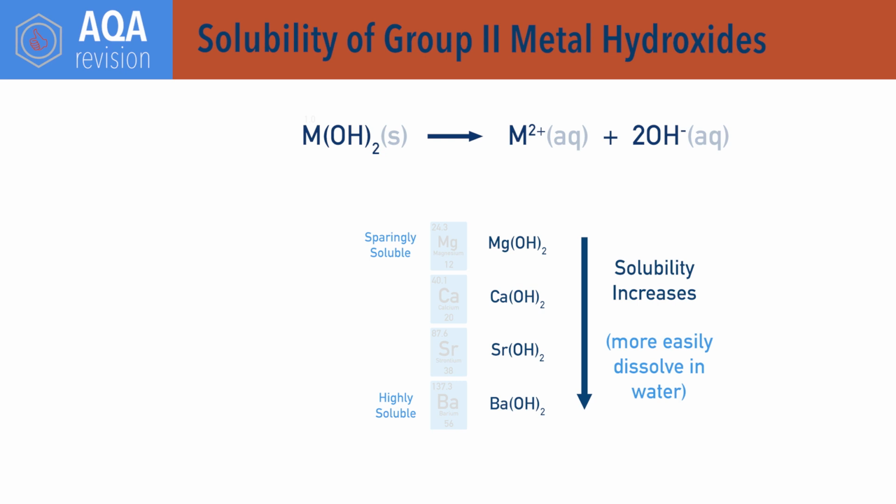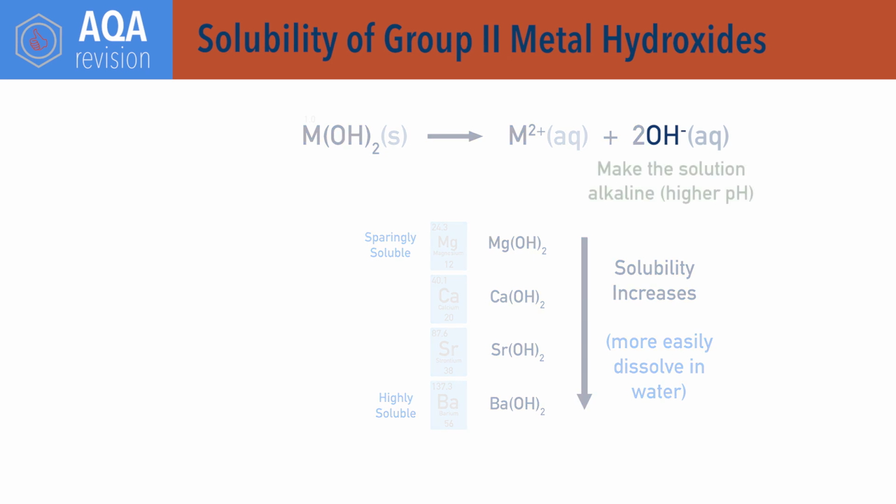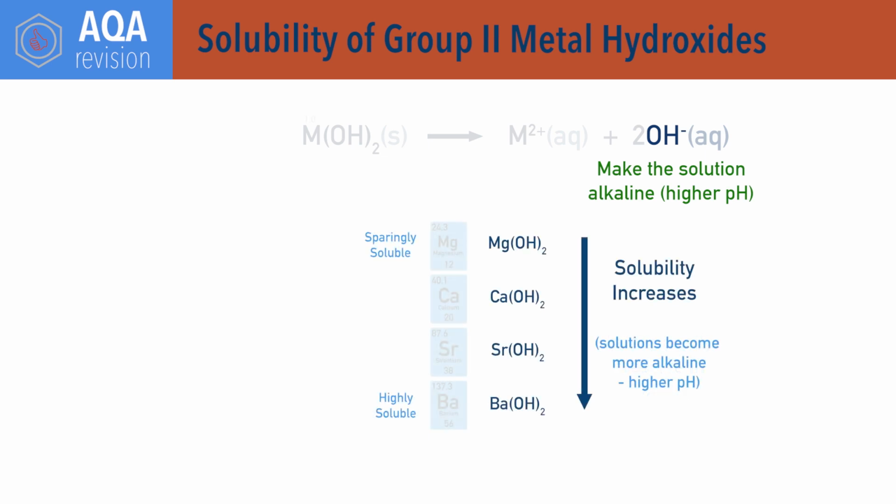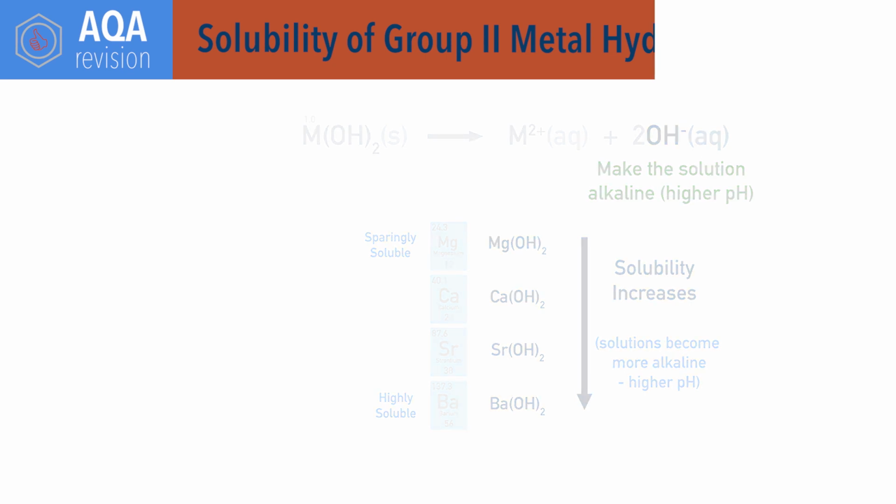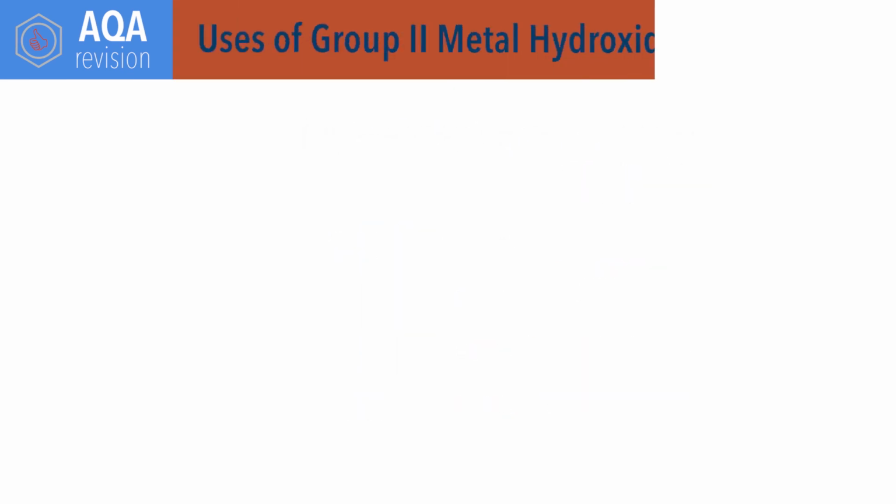As a result, more soluble metal hydroxides produce solutions with a higher pH, as the higher the concentration of OH- ions in a solution, the greater its pH. This means solutions of the group 2 metal hydroxides become increasingly more alkaline, a higher pH, as you go down the group. Group 2 metal hydroxides can neutralize acids, which can be useful.